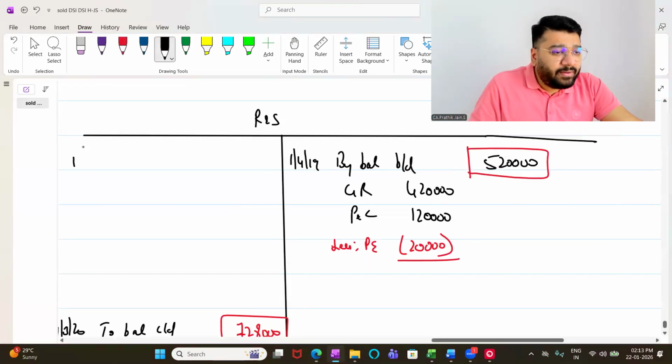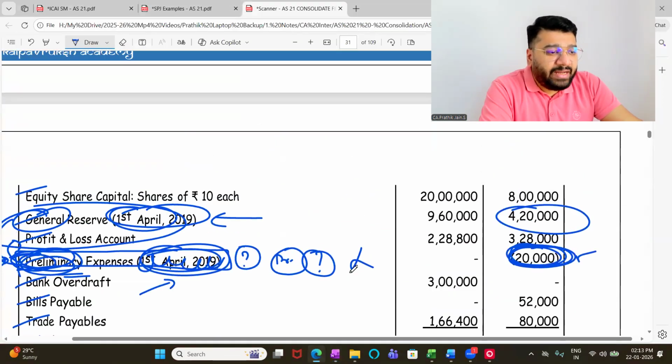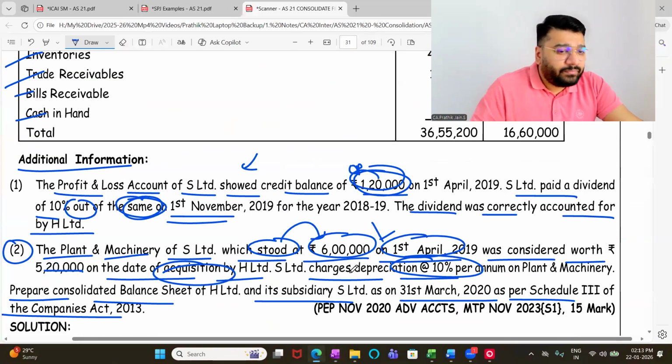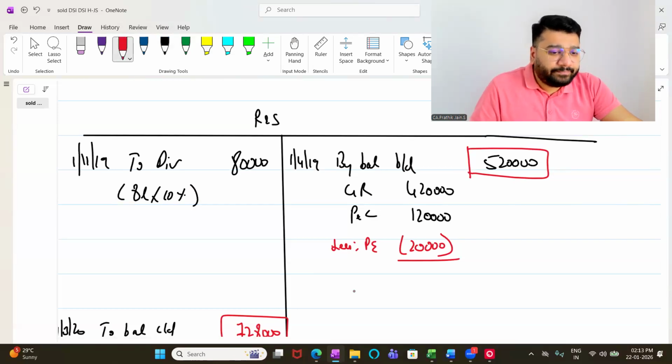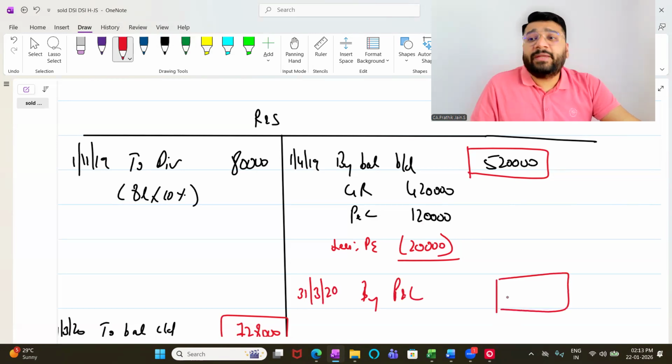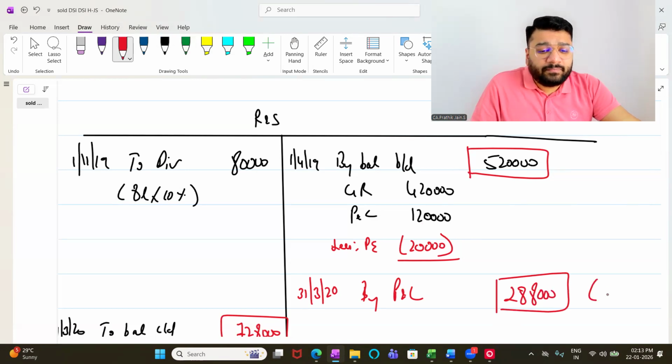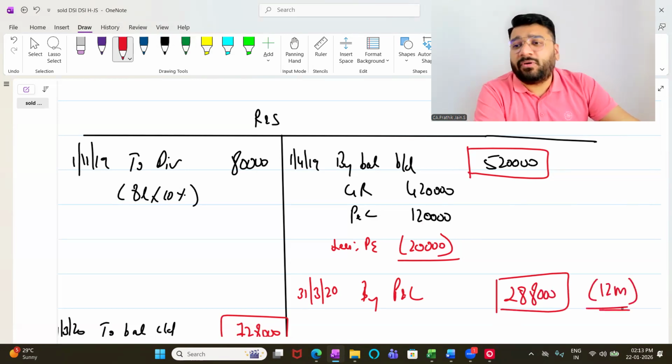Dividend is paid when? 1/11/19. Dividend, how much? Paid up capital 8 lakh into 10%. 8 lakh into 10%, 80,000. So what is the current year's profit? 31,320 by P&L. Sorry? 2,88,000. This is how many months' profit? 12 months' profit. Tomorrow this will become 24 and 36.